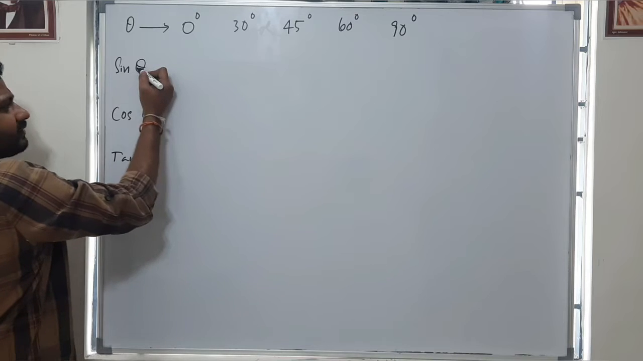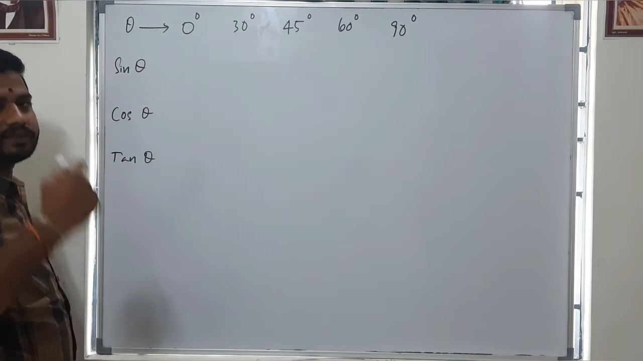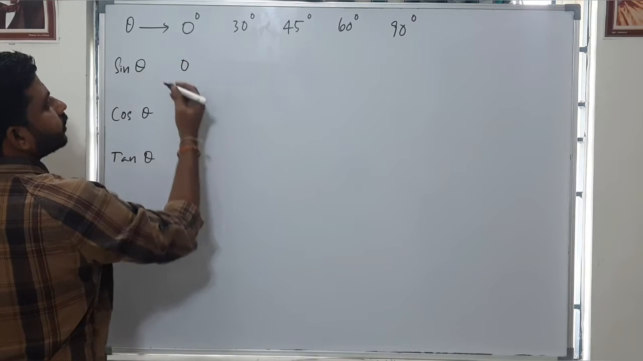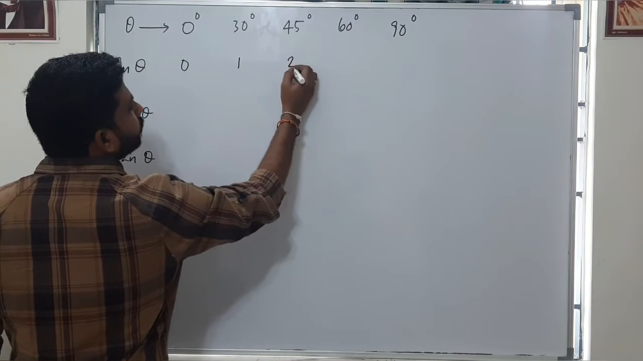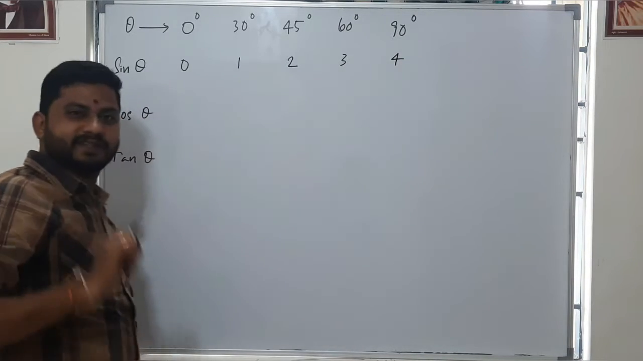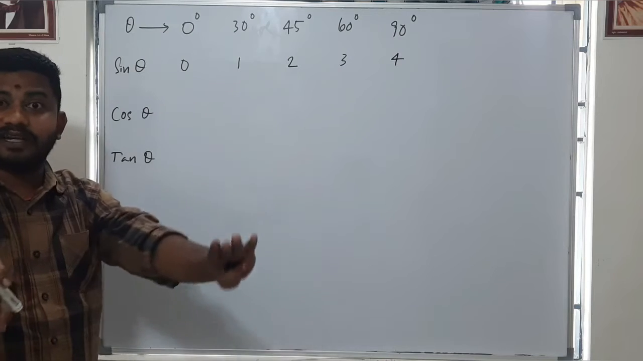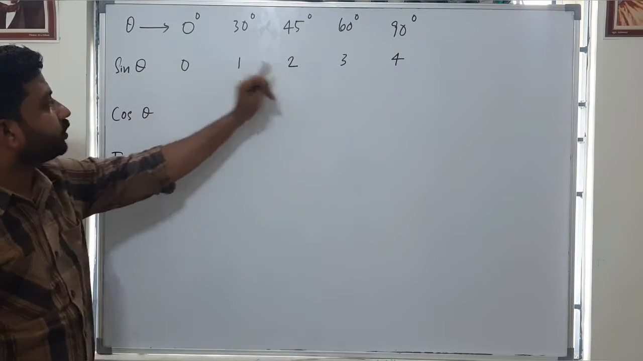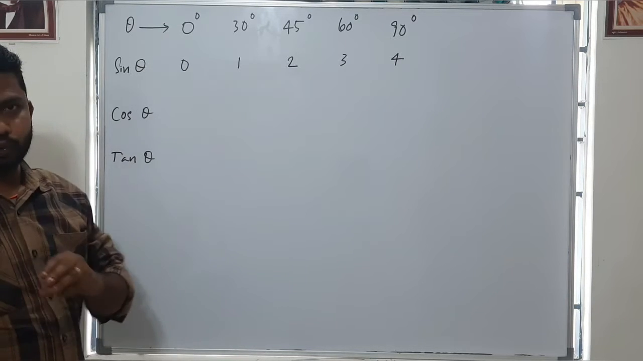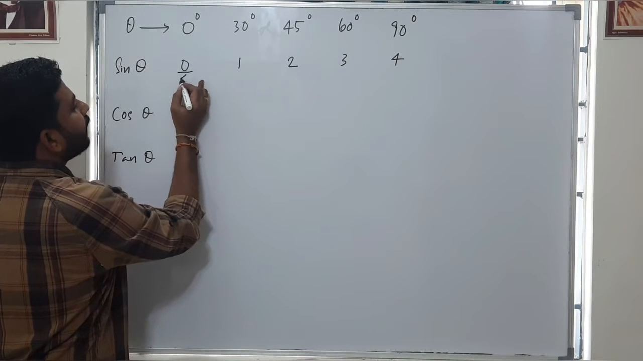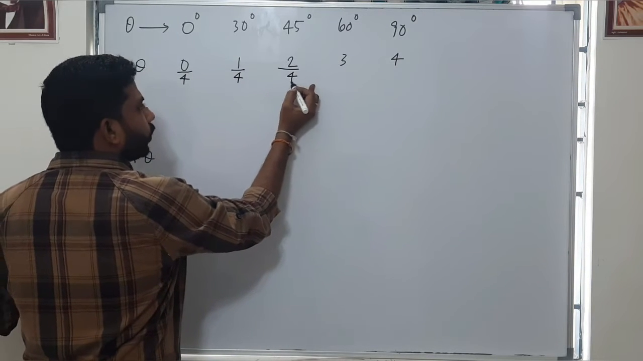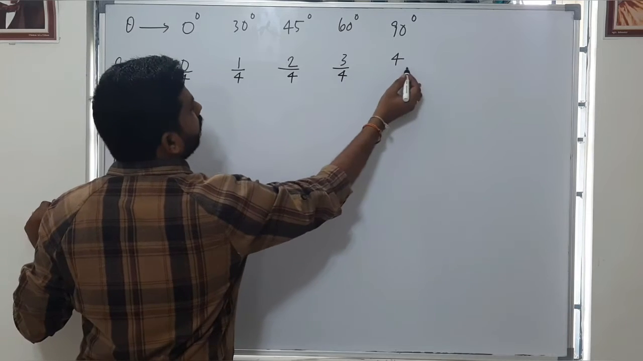Here, first try to remember the sine values. One of the easiest methods I am telling you. Look at here. 0, 1, 2, 3, 4. Fine? 0, 1, 2, 3, 4. That's not the final answer. Okay? Wait. Just divide each value by 4. Divide each value by 4. That's it. 4, 4, 4, 4.